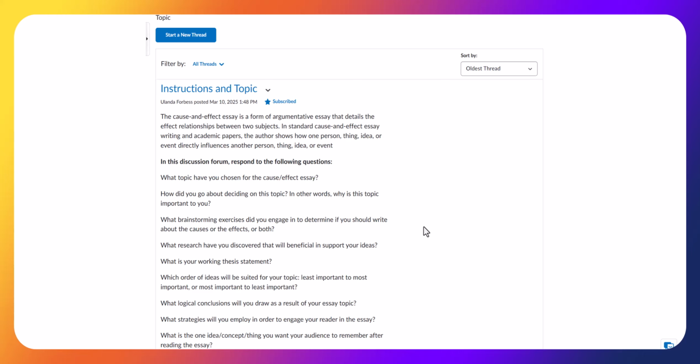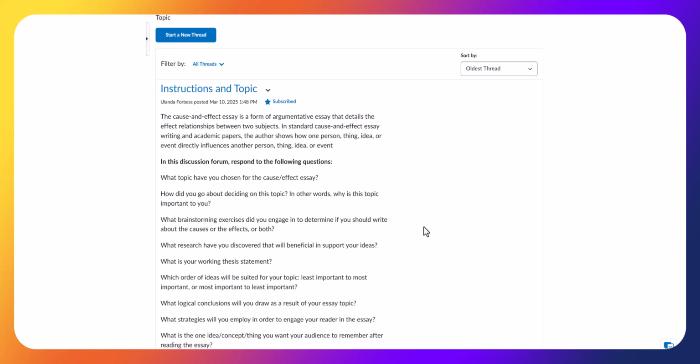So write what topic you've chosen and how you went about deciding this topic. In other words, why is this topic even important to you? What brainstorming exercises did you engage in to determine if you should write about causes or effects or both? What's your research? What is your working thesis?